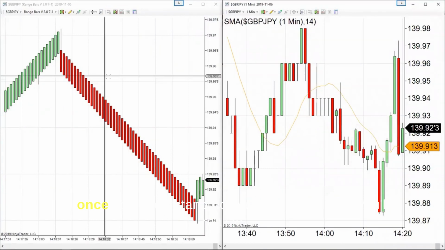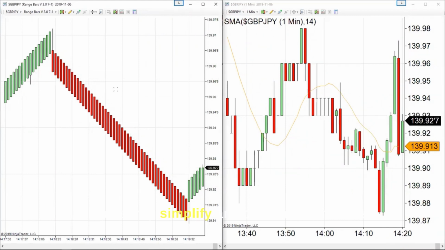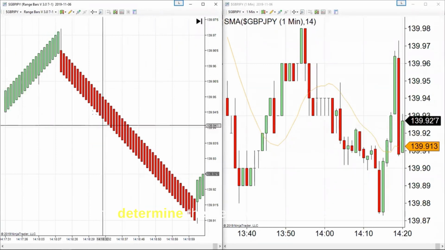So once you understand how to build strategies, you'll realize these range bars are the way to actually build systems, because they simplify and clean up your charts. There's no indicators on the chart. There's no random lines. It's a very clean price action for you to determine the trend.